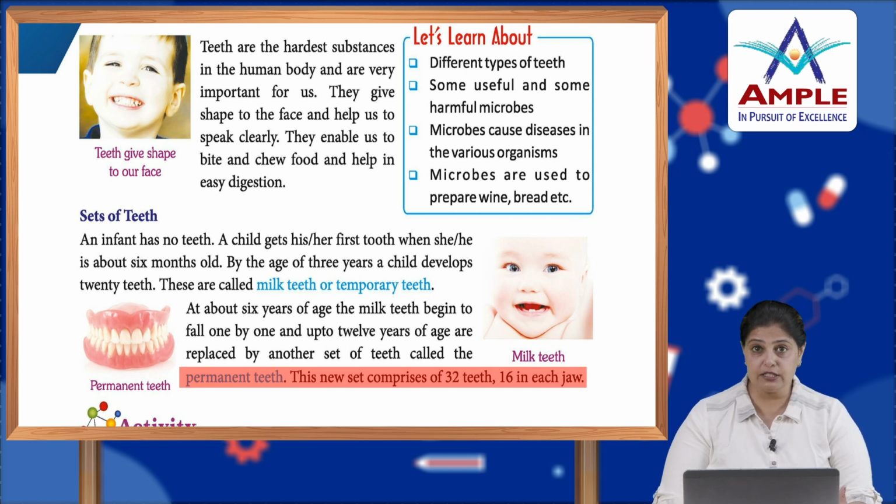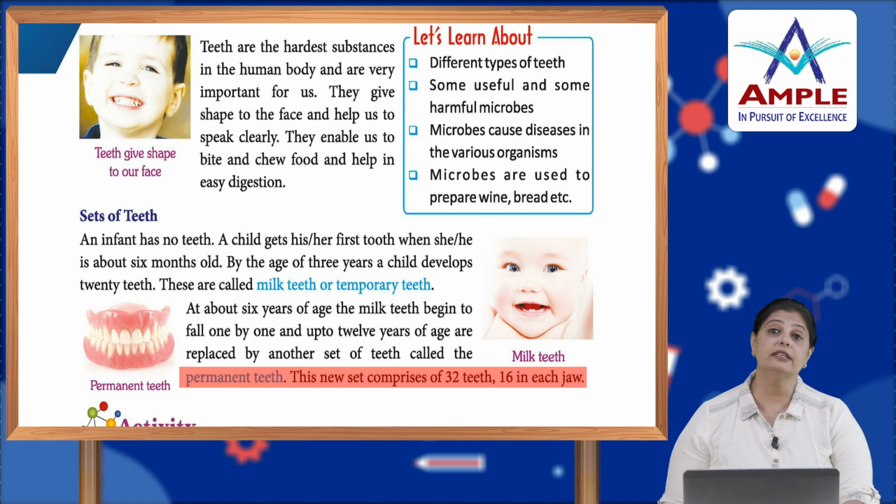So children, as we look at ourselves, we know that our jaw is divided into two parts, upper jaw and lower jaw. When a baby is born, the infant does not have any teeth at all, and slowly and gradually they start getting teeth. By the age of 6 months they start developing teeth, and these teeth which are there till the age of 6 years are known as the milk teeth or the temporary teeth. Then slowly and gradually one tooth starts falling, and when it falls, a new tooth starts coming out, it starts developing.